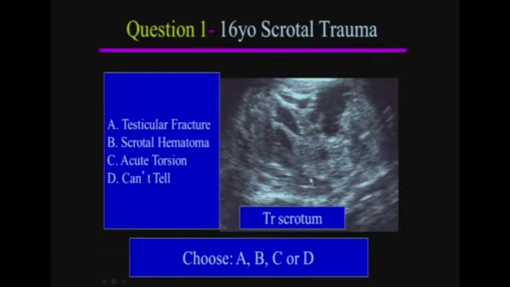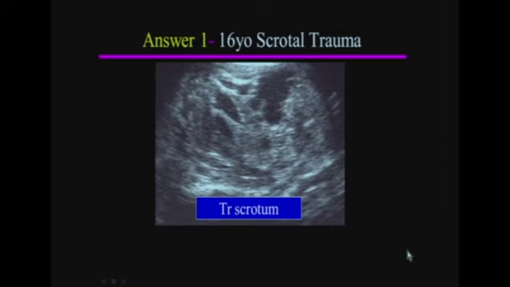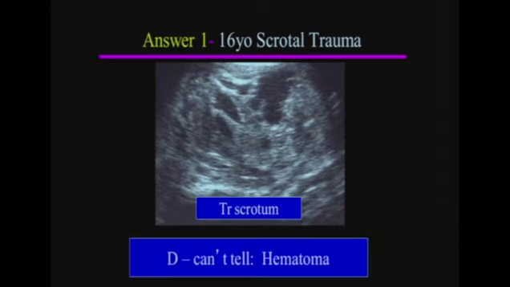So now we're back to the original three questions, and hopefully you got something out of this lecture so you can answer these correctly. So this is question 1, a 16-year-old with scrotal trauma. One sees this heterogeneous area within the scrotum, but one knows that one should look with an orthogonal plane to make sure that this is not what this is, a hematoma.